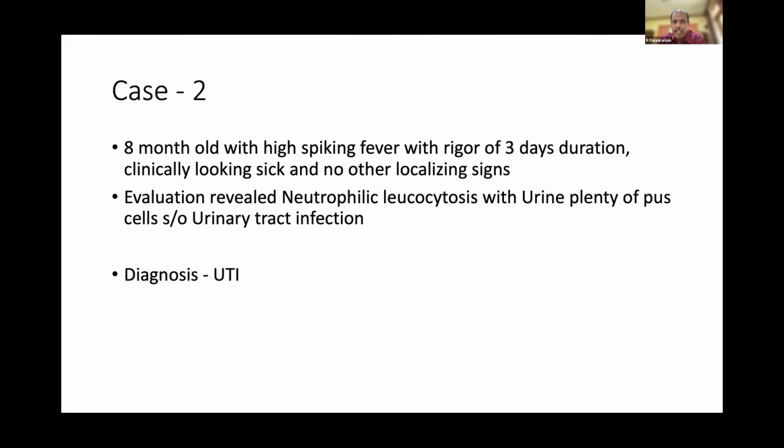Here is again an 8-month-old with high spiking fever with rigor of 3 days duration. Mother says the child shivers a lot whenever the temperature starts rising, which is high and spiking. On examination, the child is looking sick, and in between the paracetamol, the child is also not looking good. But there are no other localizing signs. On evaluation, the urine showed plenty of pus cells with neutrophilic leukocytosis. Mostly we are dealing with a case of serious bacterial infection, that is pyelonephritis. Here is a bacterial infection with a hectic fever or high spiking fever.